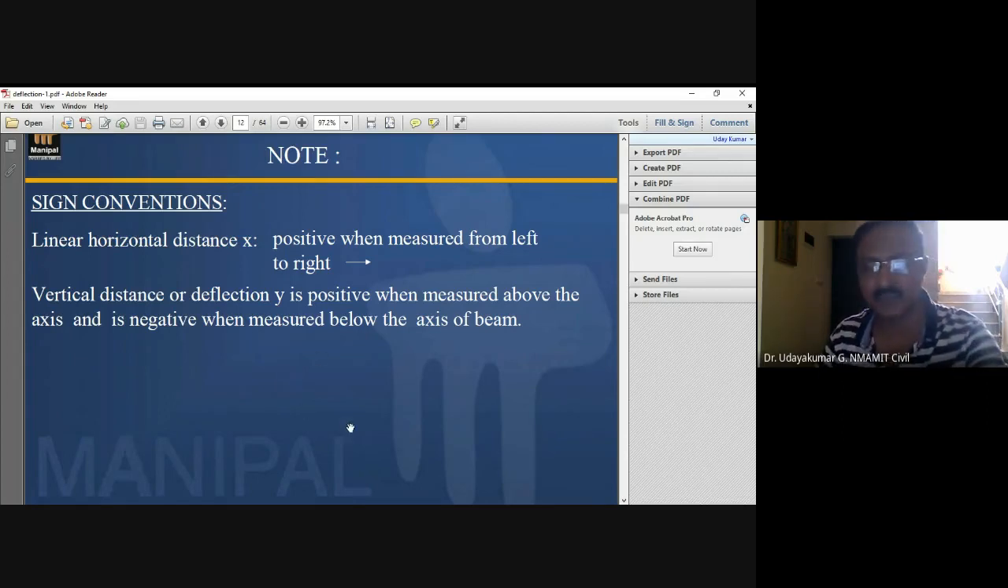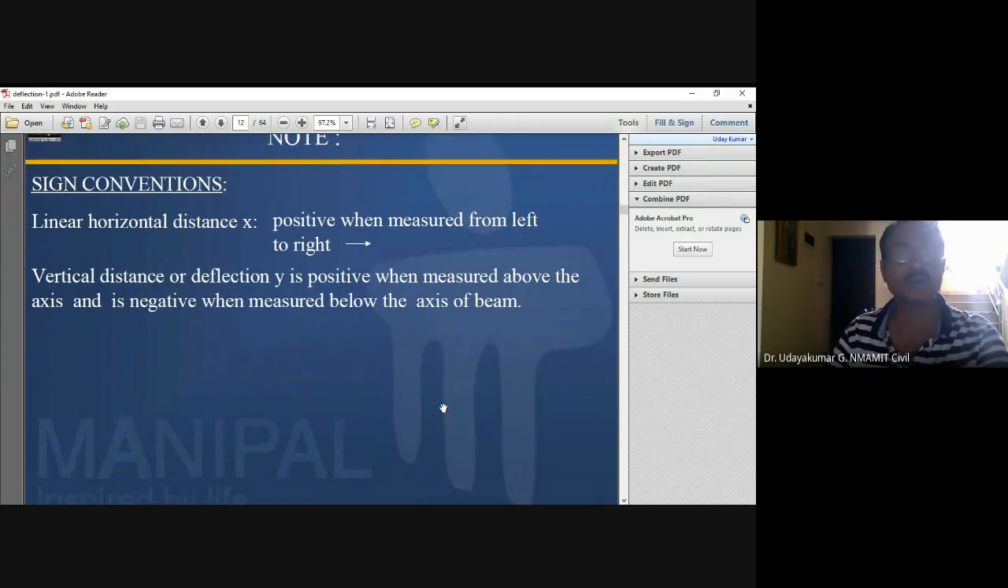That is why in the determination of deflection we get a negative sign. That indicates that the deflection is downward. So this is what I was telling you.